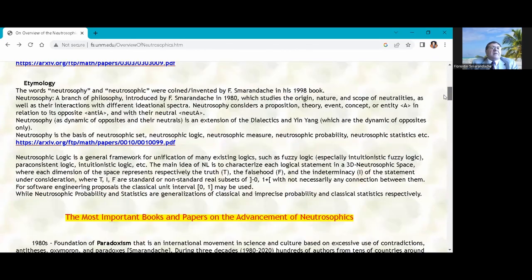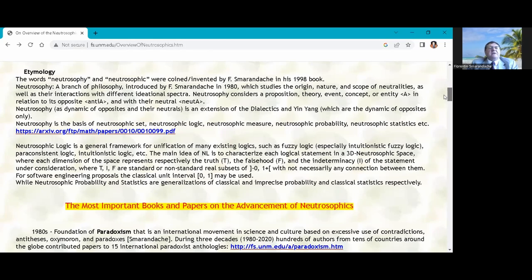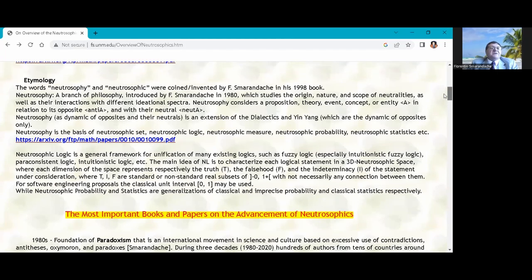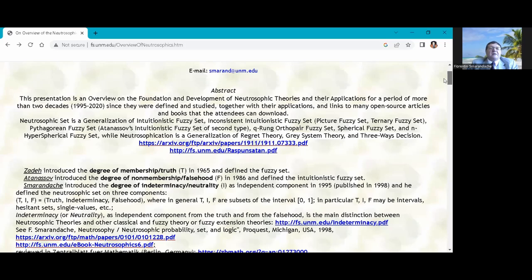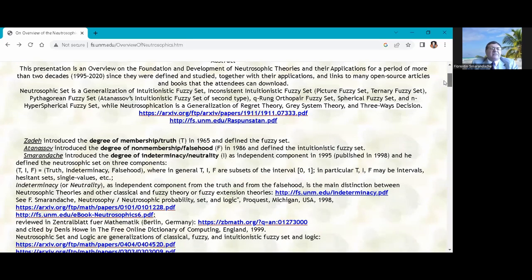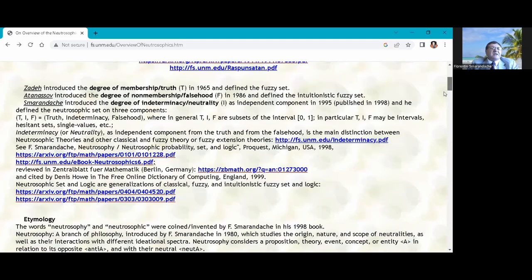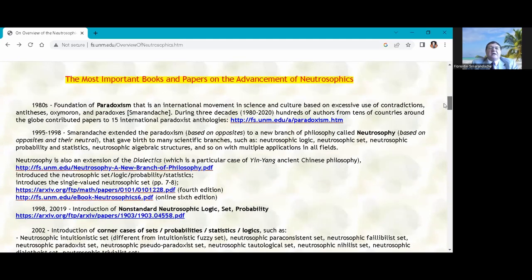Neutrosophy comes, etymologically speaking, from neutral, which means just neutral, and logy, which means logic. So it is the logic of neutral, the ideas of neutral. Since 1995, the neutrosophic set has expanded, and now it is well known around the world.